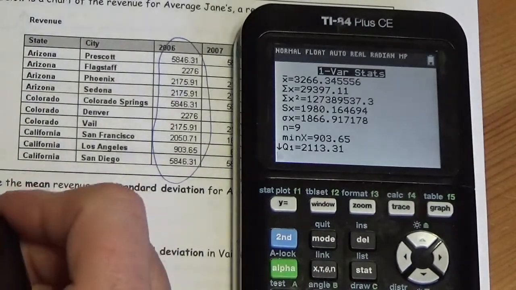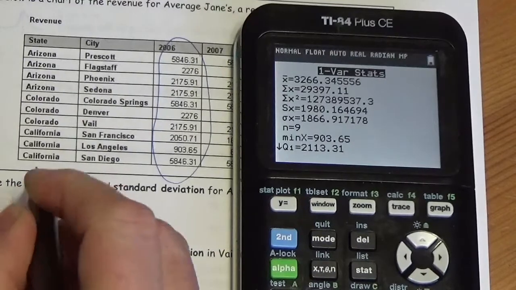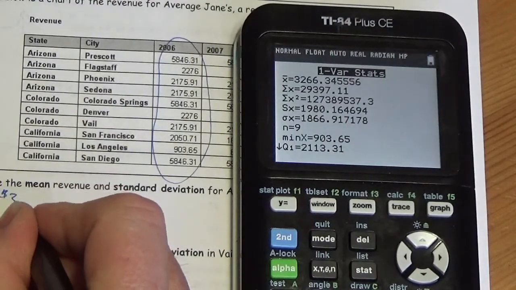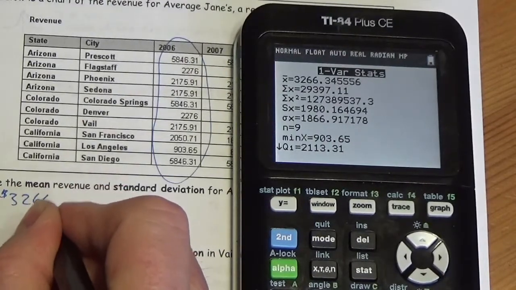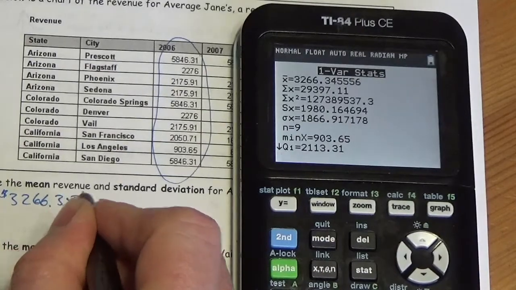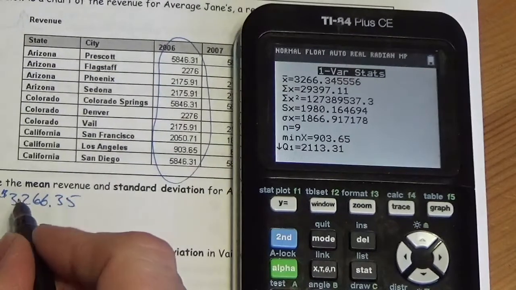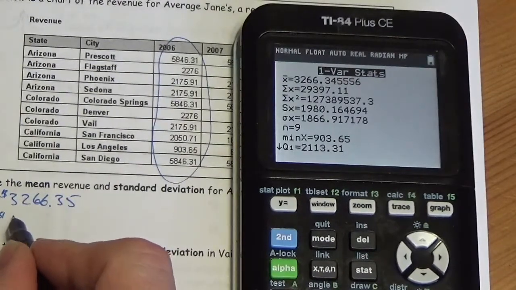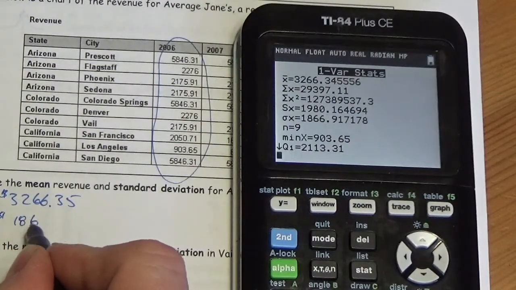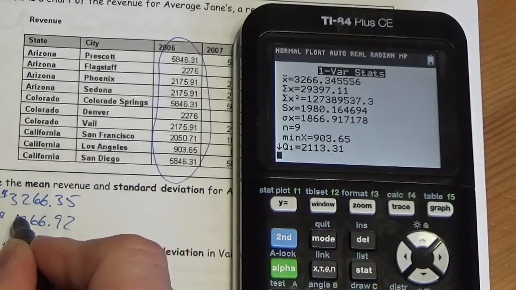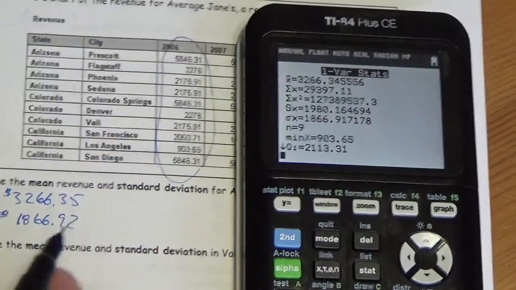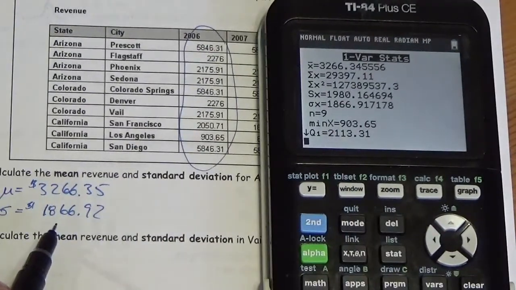Okay, and so our mean is going to be $3,266.35, and our standard deviation from that will be $1,866.92. That's a pretty large standard deviation there.